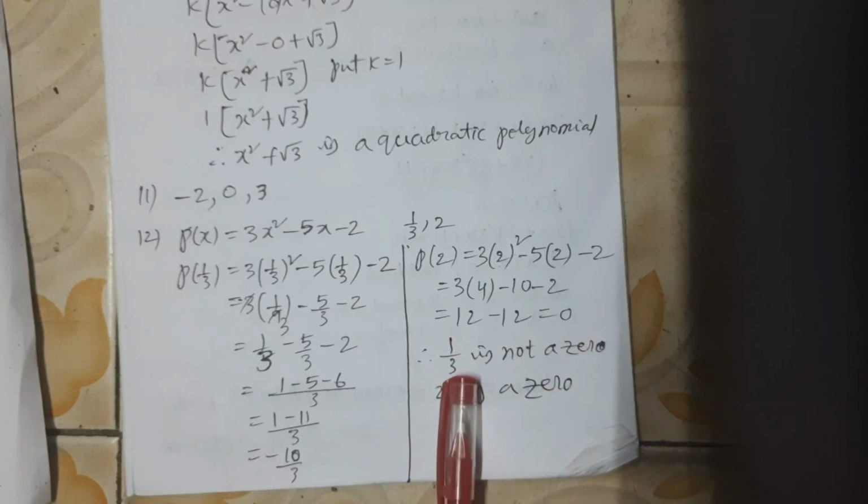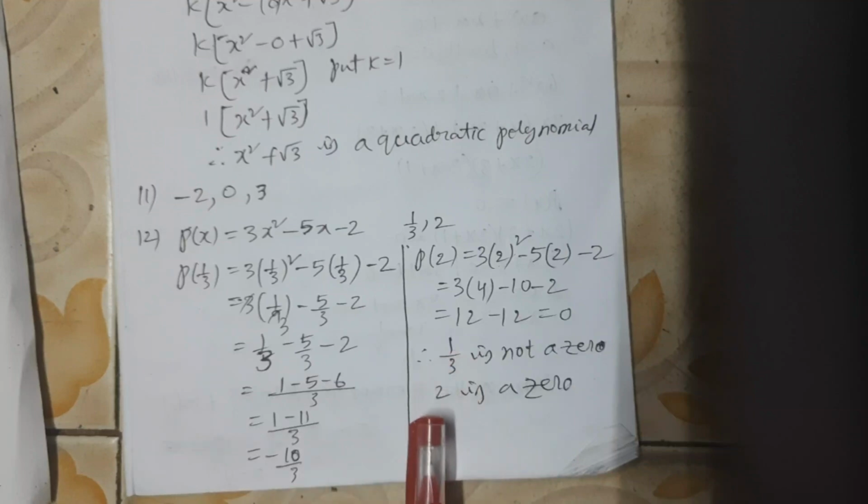So 1 by 3 is not a 0, because the value 0 is not getting. While substituting 2, we got 0. So 2 is a zero of the polynomial. That is the 12th question answer.